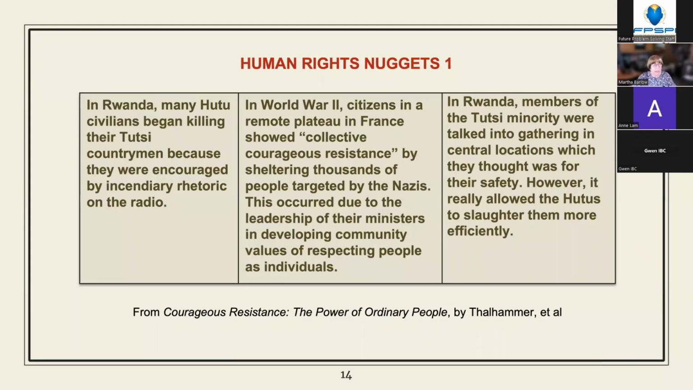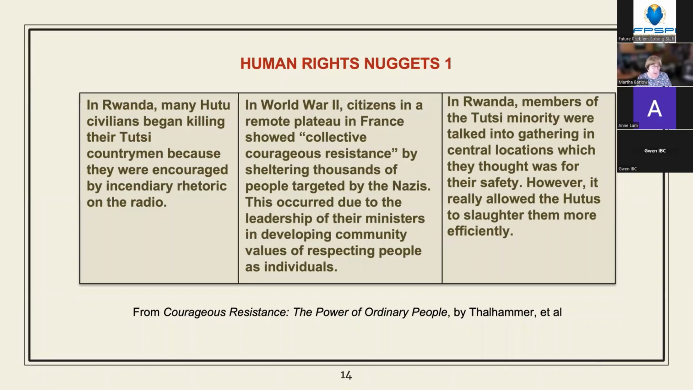In Rwanda, many Hutu civilians began killing their Tutsi countrymen because they're encouraged by incendiary rhetoric on the radio. Or citizens in this remote area sheltered a lot of people because their ministers had taught them to respect everyone. One thing that happened is that members of the Tutsi minority were talked into gathering in central locations. They thought it was for their safety, but then it allowed them to be slaughtered more efficiently, which was horrible.